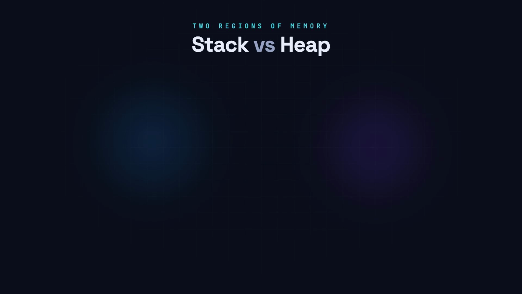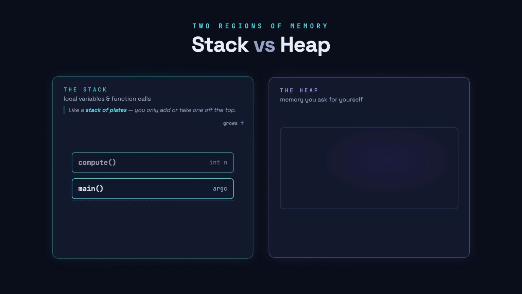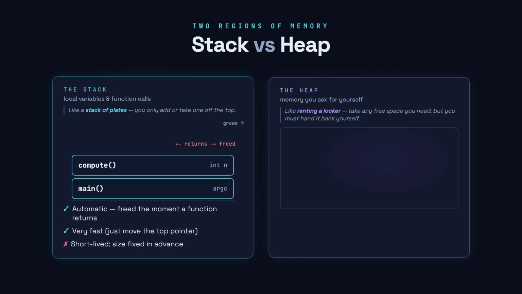Before we allocate anything, it helps to know that a program's memory is split into regions, and two of them matter most. First, the stack. This is where local variables and function calls live. It's automatic and orderly. Every time you call a function, a new frame is stacked on top, and the moment it returns, that frame is thrown away. Last in, first out, just like a stack of plates. It's fast but short-lived, and its size must be known in advance.